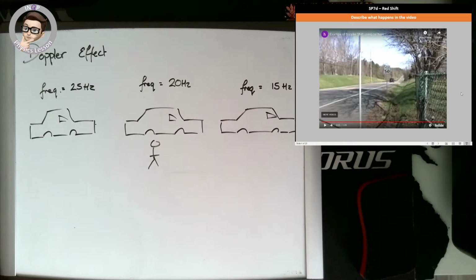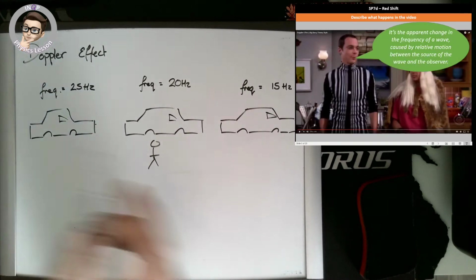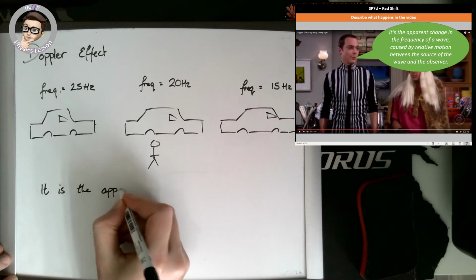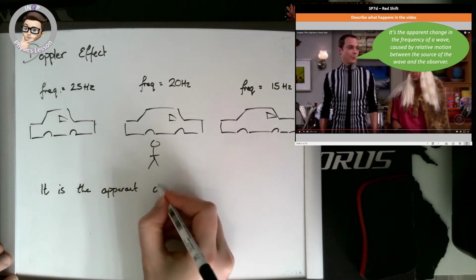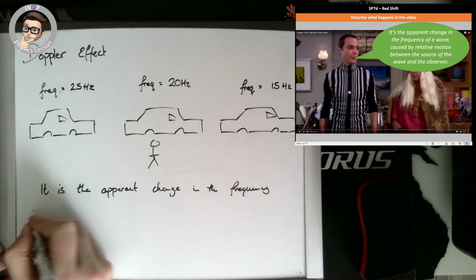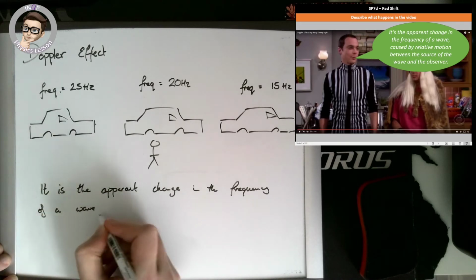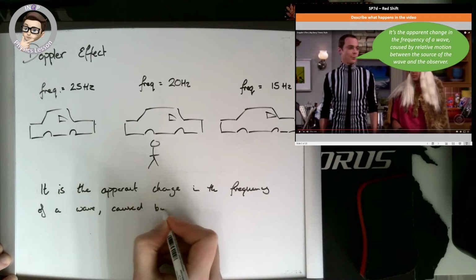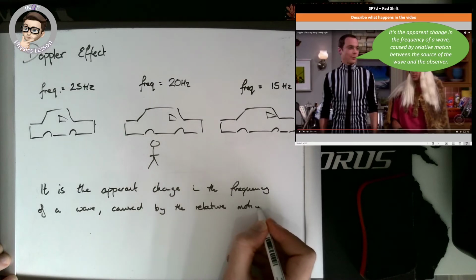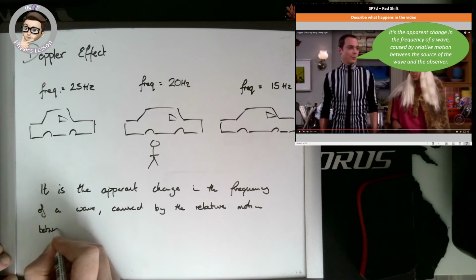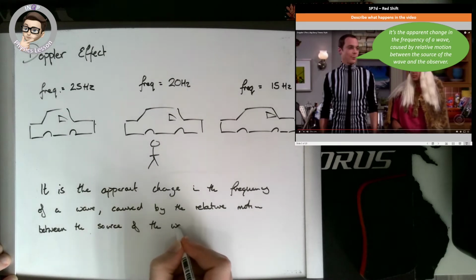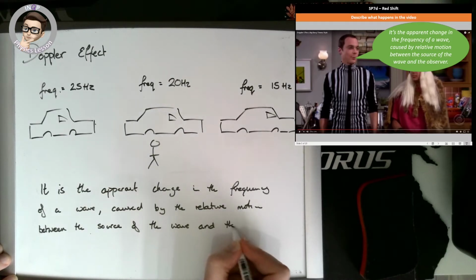Well, that is because of something called the Doppler effect, which literally states that it is the apparent change in the frequency of a wave caused by the relative motion between the source of the wave and the observer.